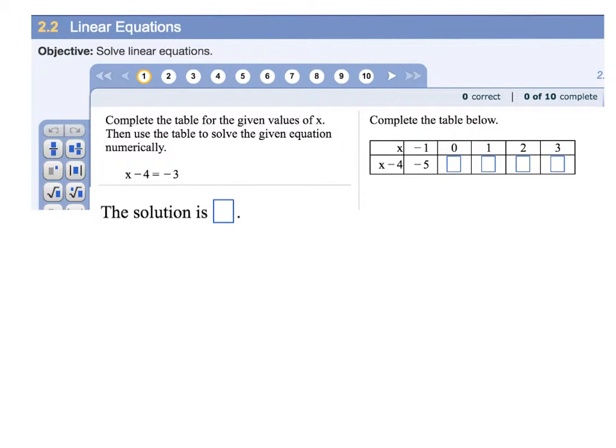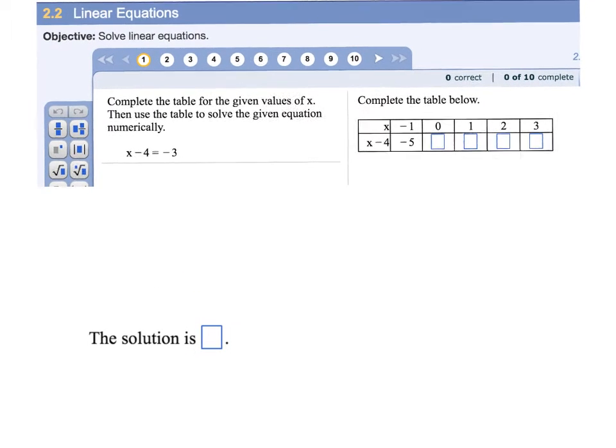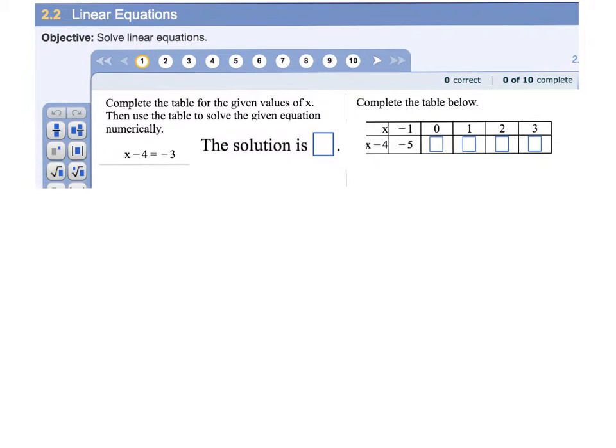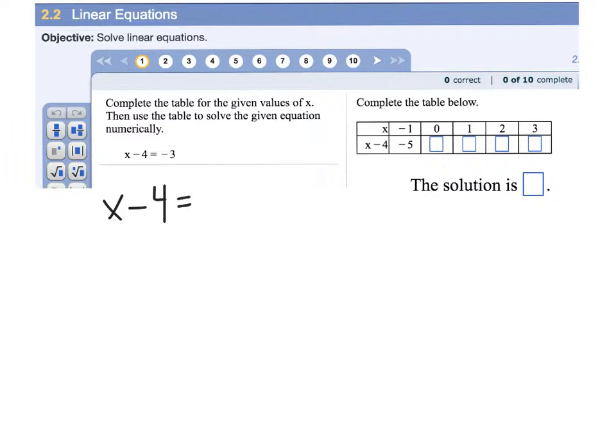And the idea is what we're going to do, and this is actually two parts, so I'm going to move this around a little bit. I'll squeeze it up there. All right. I'm going to put it right there. Good. So we've got this formula. It says x minus 4 equals negative 3.